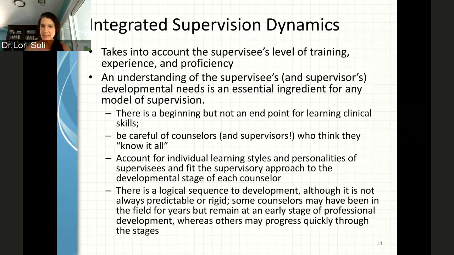Account for individual learning styles and personalities of supervisees, and fit your supervisory approach with the developmental stage of each counselor. And there is a logical sequence to development, even though it is not always predictable. And by development, I mean counseling development, counseling proficiency development in supervisees. Some counselors may have been in the field for years, but remain at a really early stage of professional development, whereas others really need to progress more quickly.